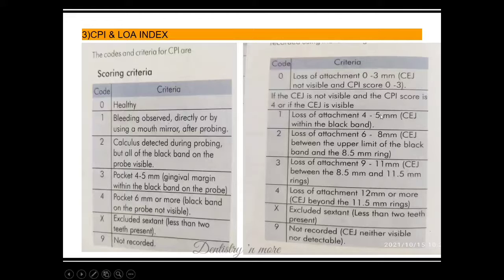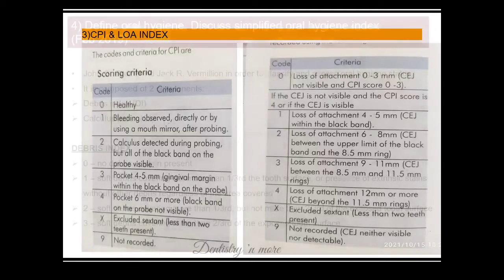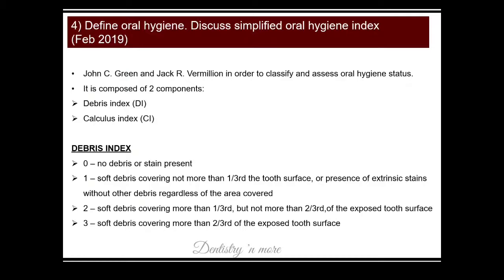One is like 4 to 5 mm loss of attachment. So it's very difficult to see loss of attachment 3, 4, because 3 means it will already be grade 3 mobile. So we get loss of attachment mainly for 50 plus patients, I mean age group.